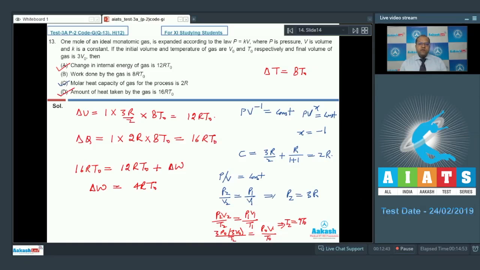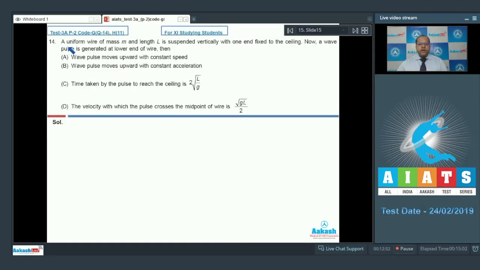Let's move to question number 14. In question number 14, a uniform wire of mass m and length L is suspended vertically with one end fixed to the ceiling. Now, a wave pulse is generated at the lower end of the wire. Then we have to check the validity of the given options.